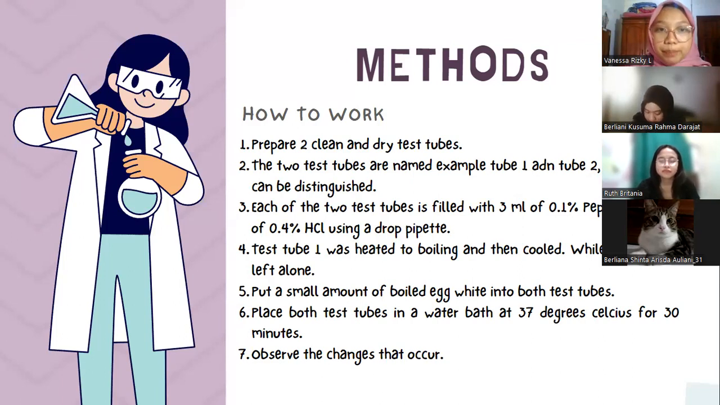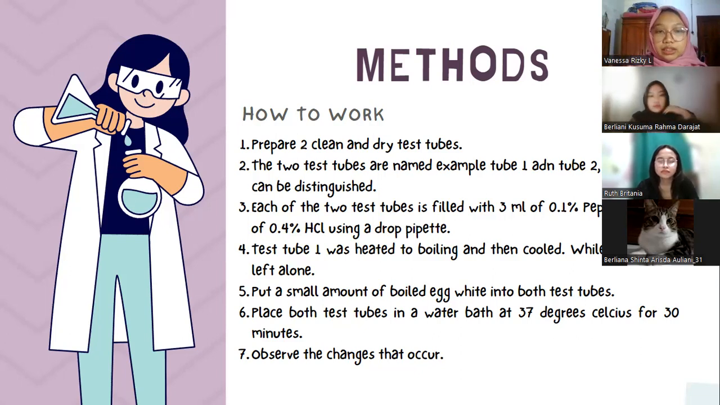For the first step, prepare clean and dry test tubes. And the second, the two test tubes are named, for example, tube 1 and tube 2, so that they can be distinguished. And the third step, each of the two test tubes is filled with 3 milliliters of 0.1% pepsin and 3 milliliters of 0.4% HCl using a drop pipette.